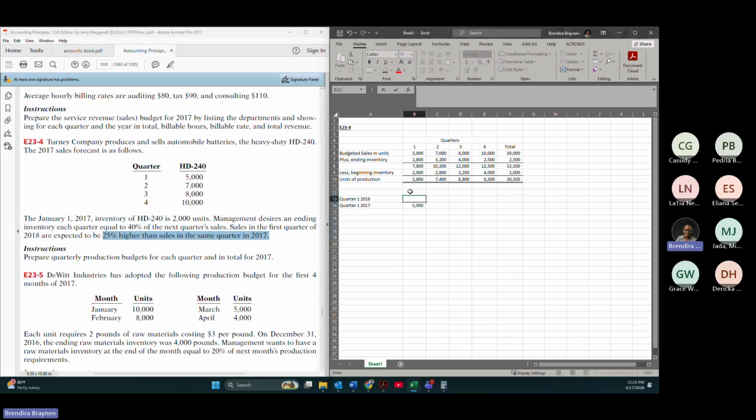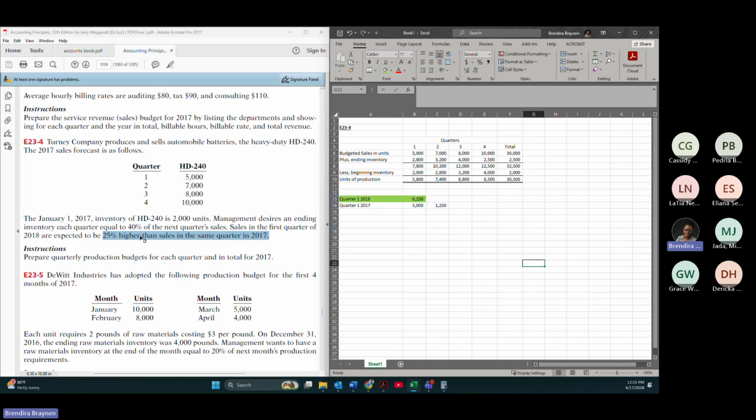Okay. 5,000 is in quarter one of 2017. It's 25% higher. So I'm going to take 5,000 times 25%, meaning that it's going to be an extra 1,250 expected to be the sales for quarter one, 2018. So the sales for quarter one, 2018 are going to be 5,000 plus 1,250, $6,250. That's my sales for Q1 2018.